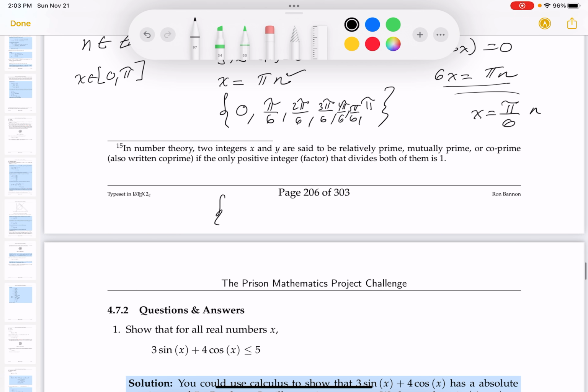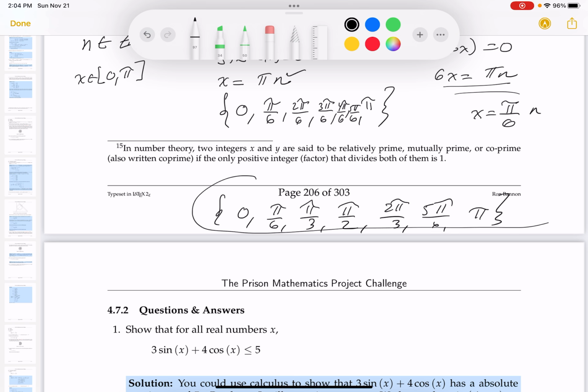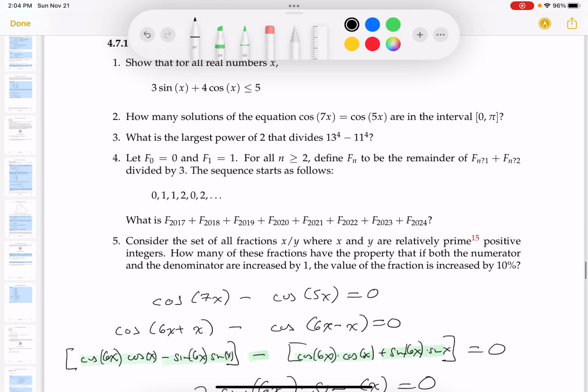So what are my answers going to be? 0, pi over 6, pi over 3. I'm putting them in order. Pi over 2. Let's see, 2 pi over 3, 5 pi over 6, and pi. I'll put a circle on that. And what number was that? That was number 2. Took a long way to get there, right?